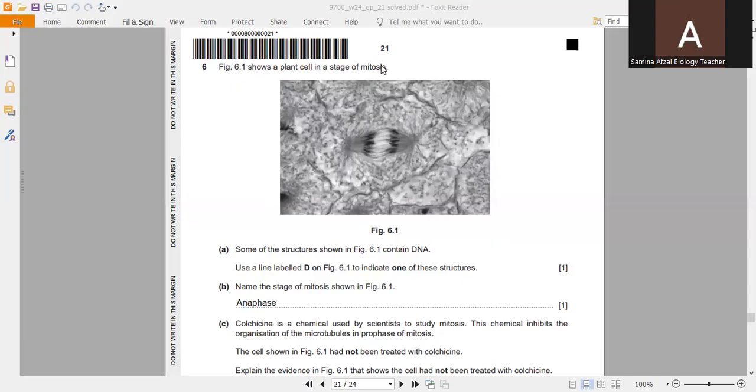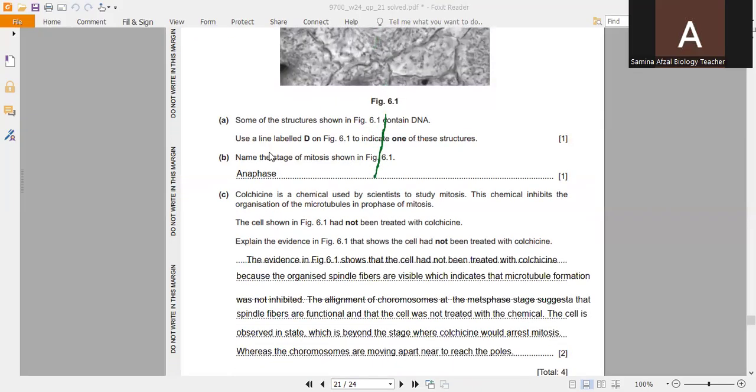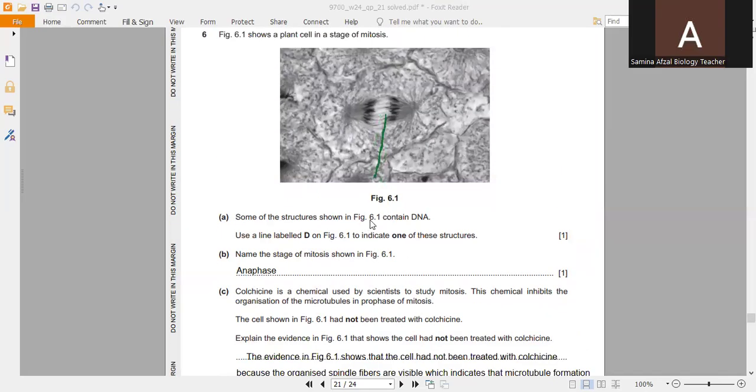You can see this picture and you can see the chromosomes are just starting to move from the equator towards the opposite poles. So we can say that this stage is anaphase, because when they are in the center, present at the equator, the phase is metaphase. Now they have started moving towards the opposite poles, so the stage is anaphase. Next question. Okay, this is the DNA. Use a line labeled D on the figure to indicate one of these structures.